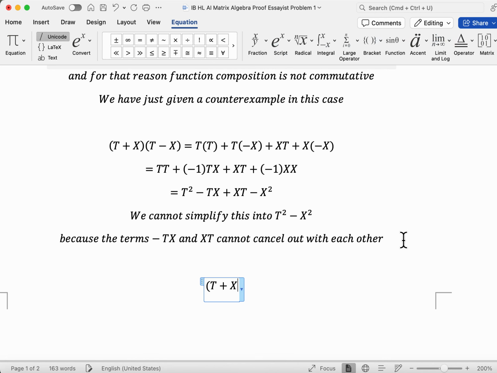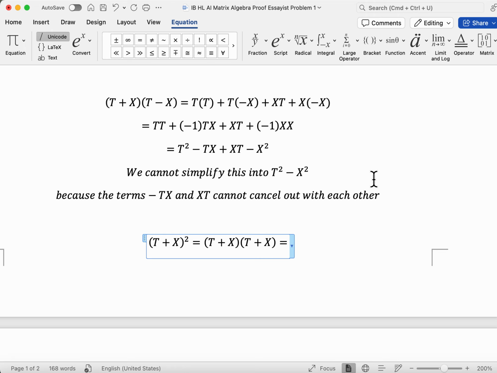Let's do the same thing again with t plus x squared, which is the same as t plus x times t plus x, and then we'll call this video a wrap. So that's tt plus tx. So I do this, get this t first, and I multiply with this t. Then I add this product, t being multiplied with this x here, to get tx.